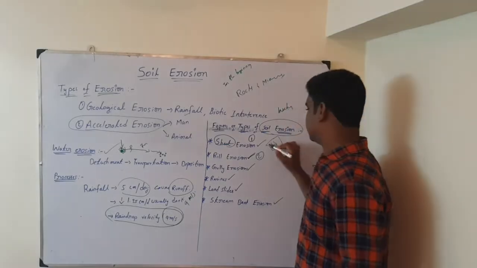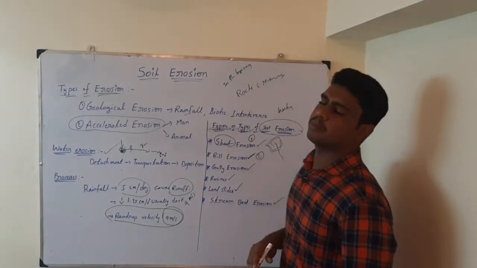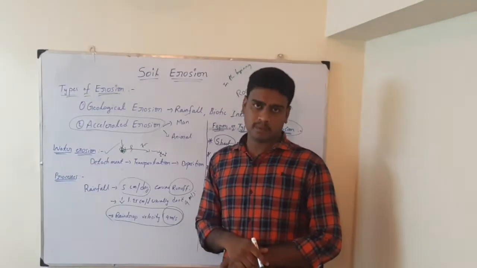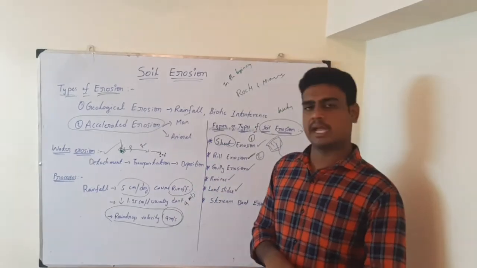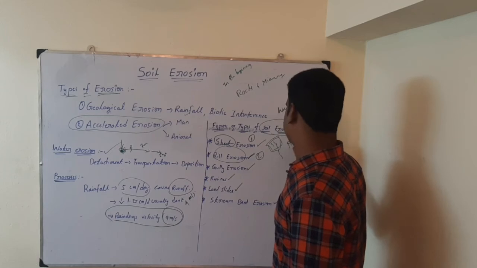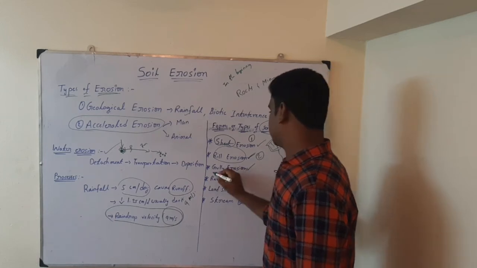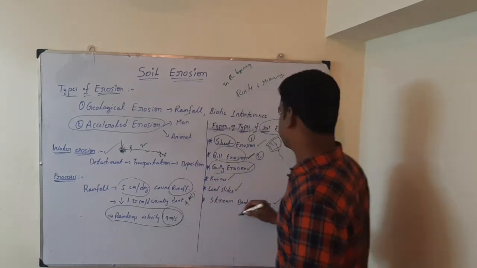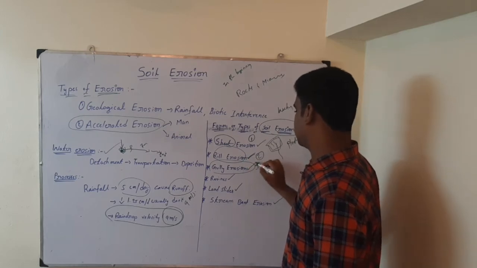So it can be easily controlled by plowing, and also we can go for any type of crop. So rill erosion requires plowing. Then the next one is gully erosion. Gully erosion is the next step after rill erosion, the third step.